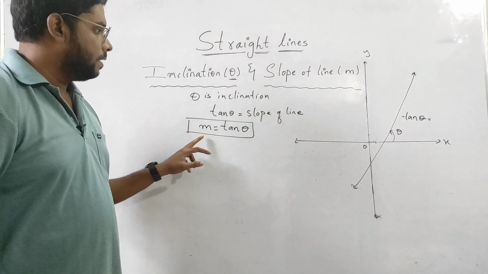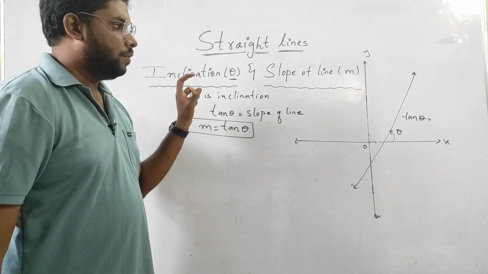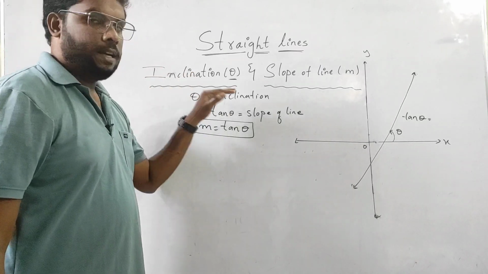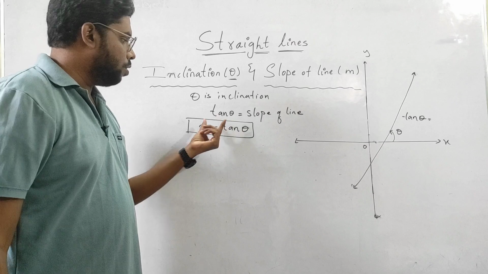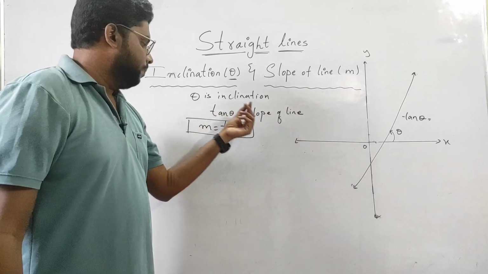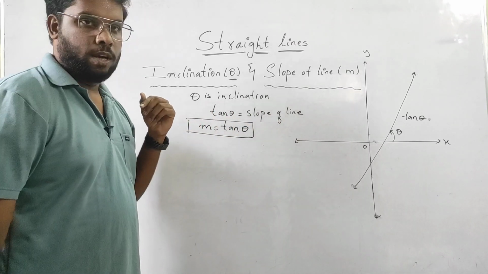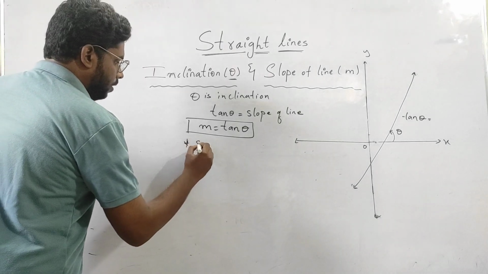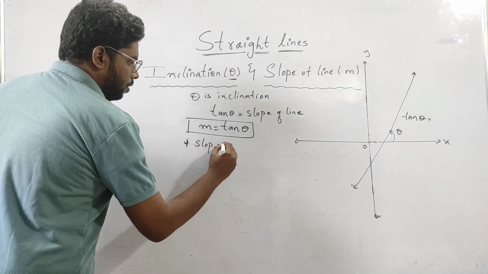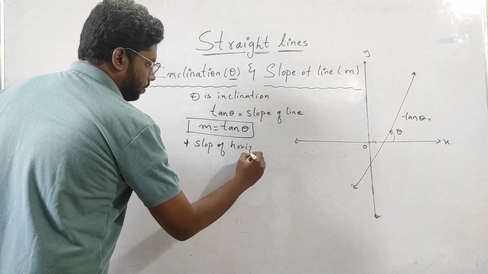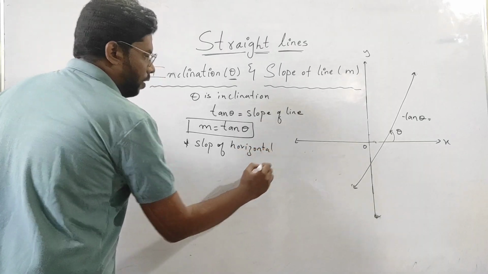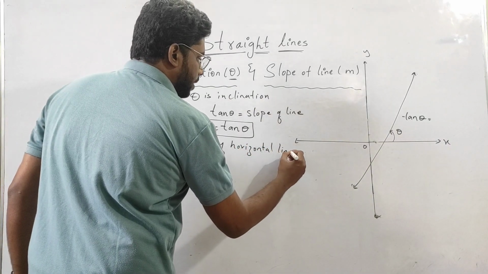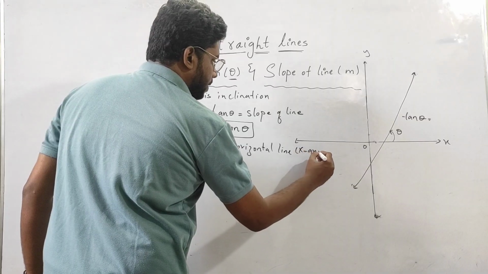Slope of a line is nothing but, if theta is the inclination of the line, then tan theta is called the slope of the line. It is generally denoted by small m. Now tell me, what is the slope of a horizontal line, that is the x-axis?